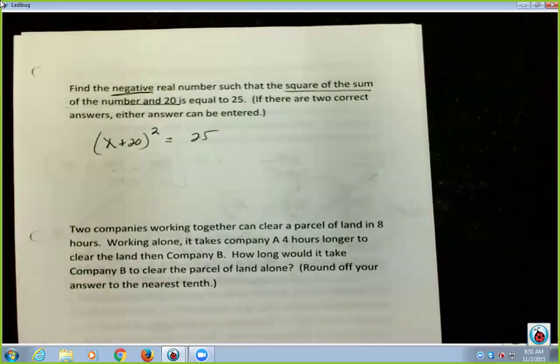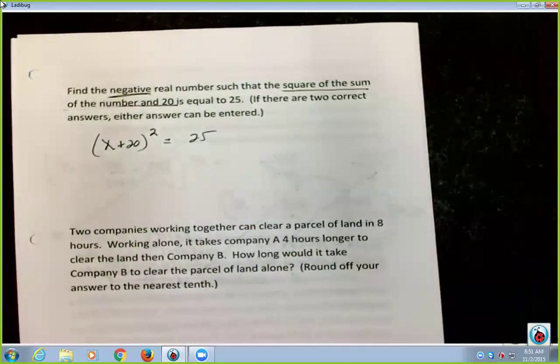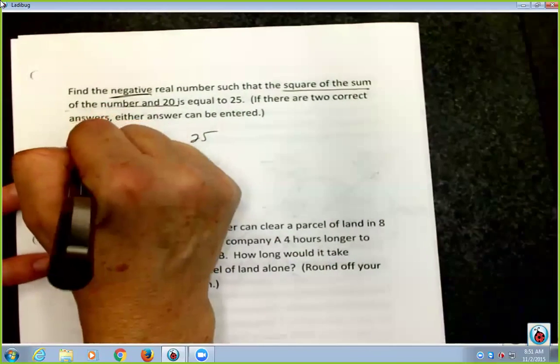We just had a whole bunch of those in the last few sections. What did we do to those when they look like that? Got a square on one side and another number on the other side, and we worked with those when we completed the square. Take the square root of both sides.